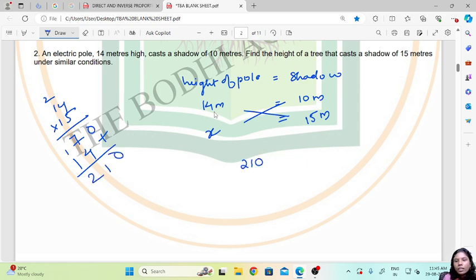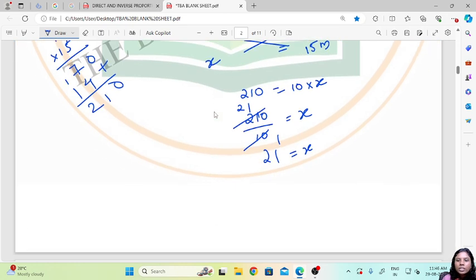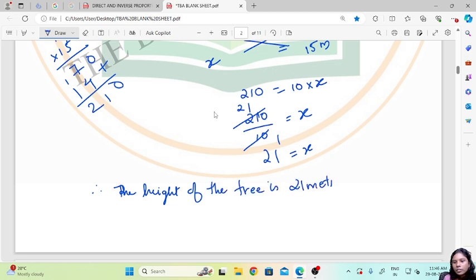So 210 equals 10 into x, this is cross multiplication. So now 210 upon 10 equals x. So 10 ones are 10, 10 twos are 20, 1 goes here, 10 ones are 10. So x is 21. So 21 is what? The height of the tree. Therefore the height of the tree is 21 meters.